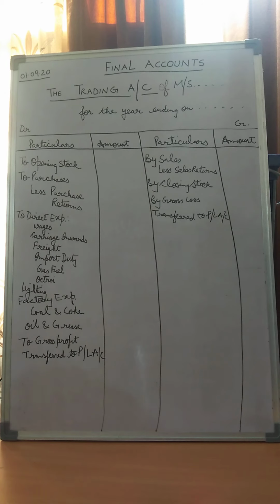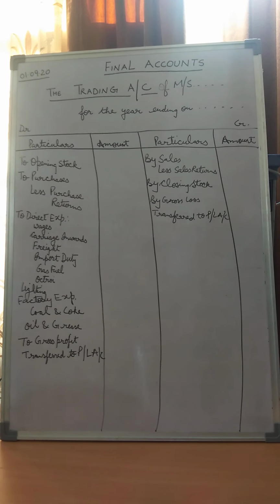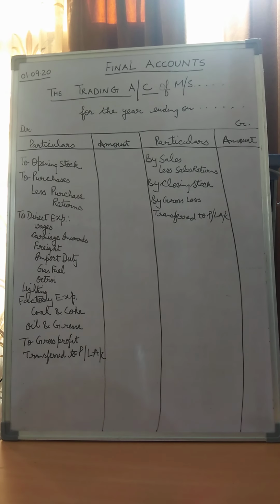Both of them are transferred to the profit and loss account. Now children, the trading account has all the expenses, I repeat, which are directly related to the manufacturing. When we talk of the trading account, it includes all the manufacturing expenses. Now when we prepare the trading account, children, we have opening stock, purchase and purchase return, direct expenses, sales and sales return, closing stock. Now let us know why we need to put the opening stock.